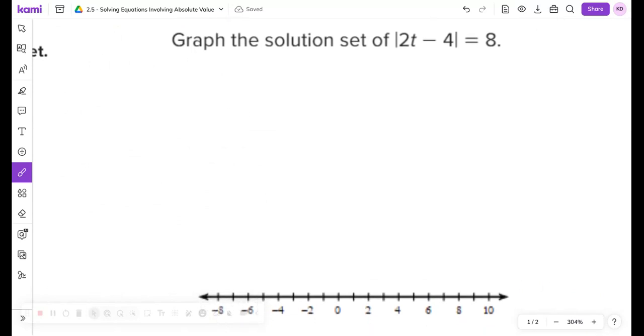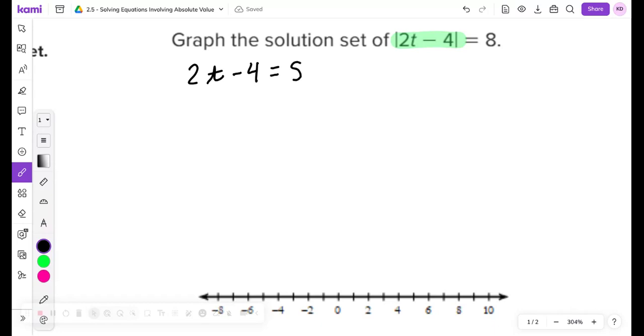All right, hopefully you have done this problem and you are just watching this after you've already worked it. But I'm going to first look, is my absolute value isolated? Sure is. So now I can go in and make my two equations. I have 2t minus 4 equals +8. And then I have 2t minus 4 equals -8.